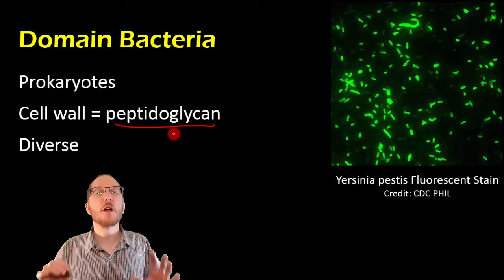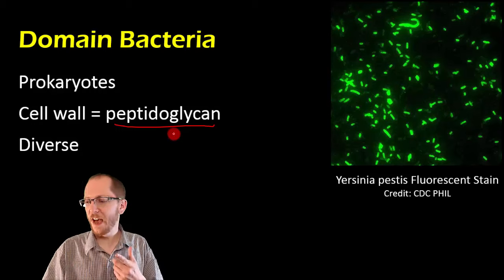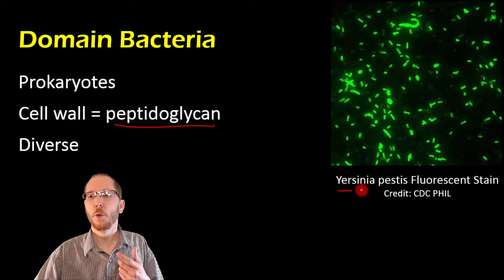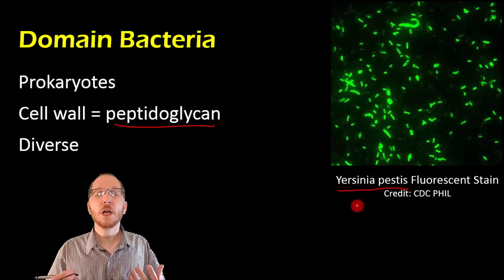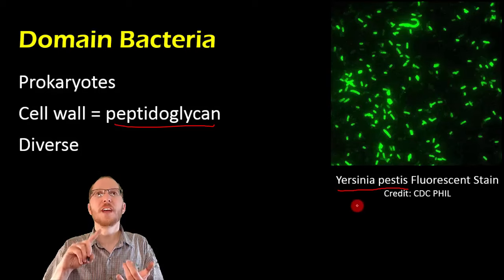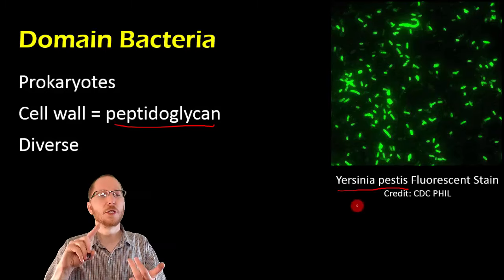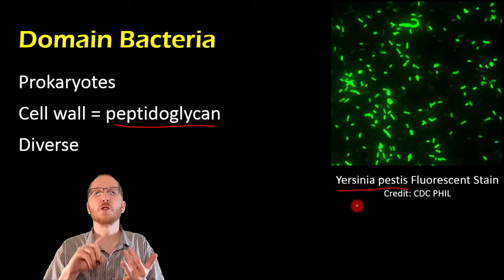Lastly, these guys are very diverse. You've got cyanobacteria that do photosynthesis. You've got things like Yersinia pestis here, which is the guy that causes the bubonic plague. You've got stuff that breaks down stuff in the soil, that lives in the soil. You've got bacteria that live in a huge variety of places and that do a huge variety of ecological roles.